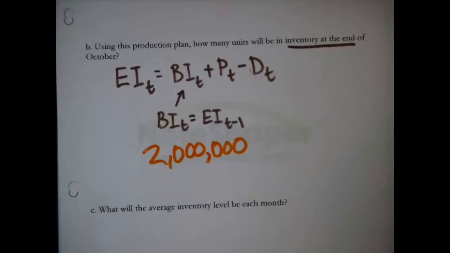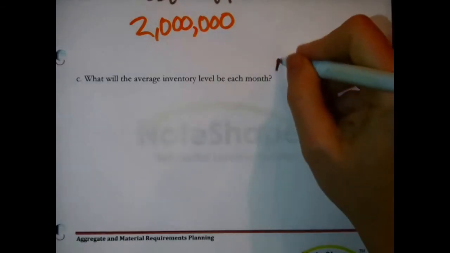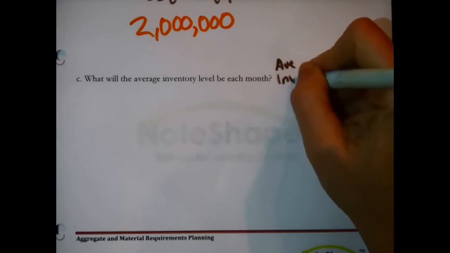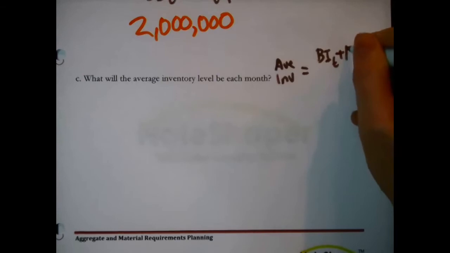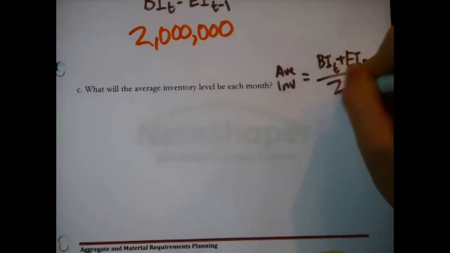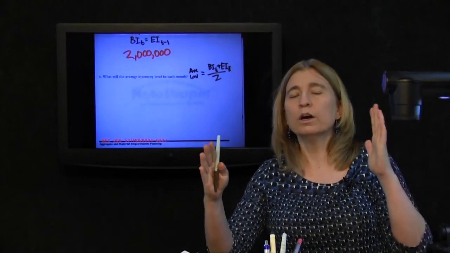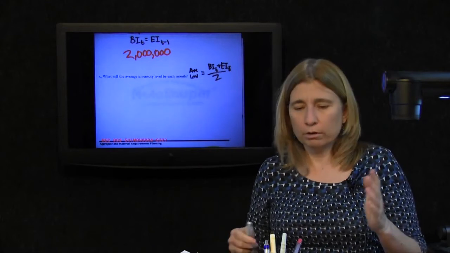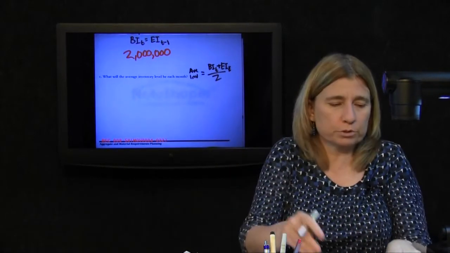Okay, last question. What will the average inventory level be? Oh, each month. All right, now we need to remember that average inventory is beginning inventory plus ending inventory divided by 2. That's essentially what you're averaging in average inventory, the beginning and the ending inventory for a particular month. Well, they're asking for each month, so we might as well start with August.